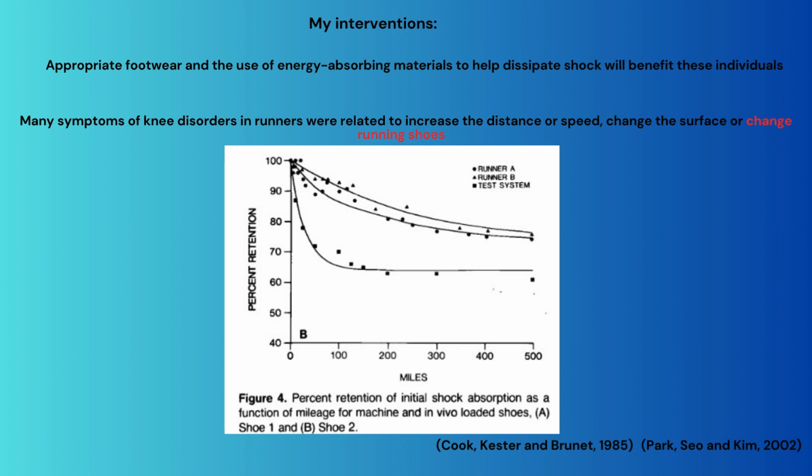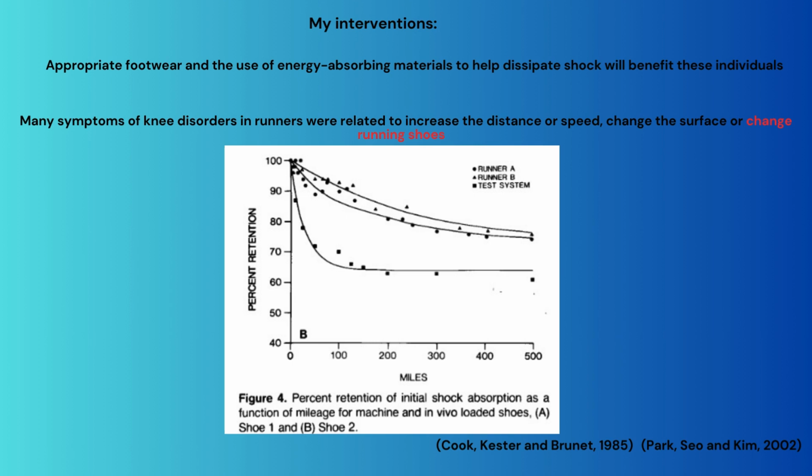There is a sharp decrease of the absorption, which indicates that the shoe has a certain mileage that the runner needs to use it for. It depends on the shoe and on the manufacturer. For example, some shoes can last for 200 miles, while others can last for 500 miles.